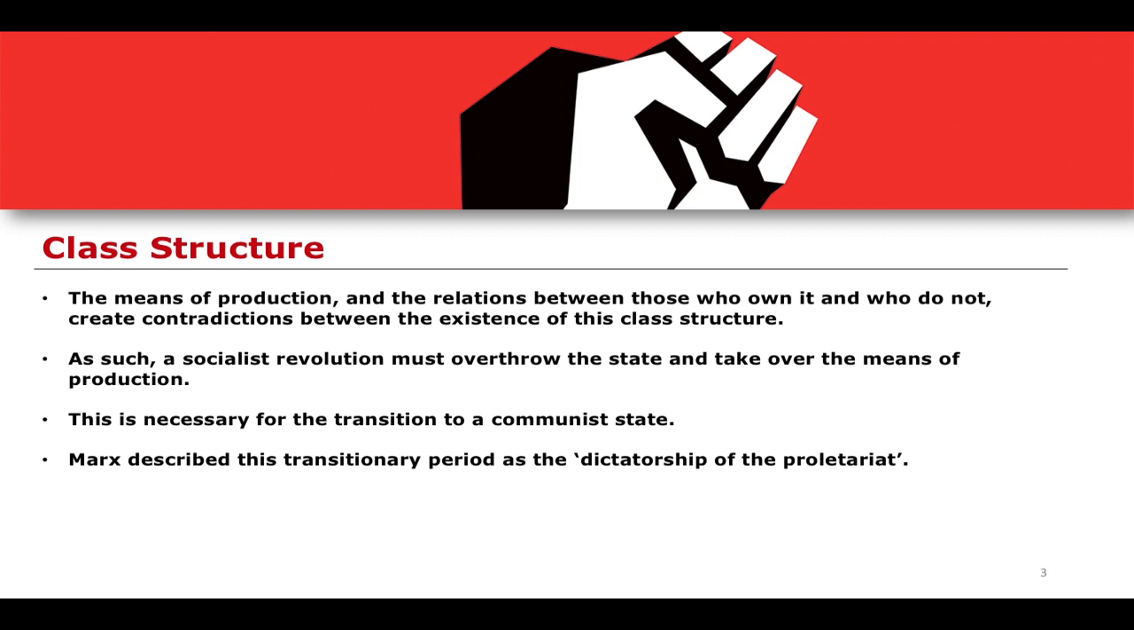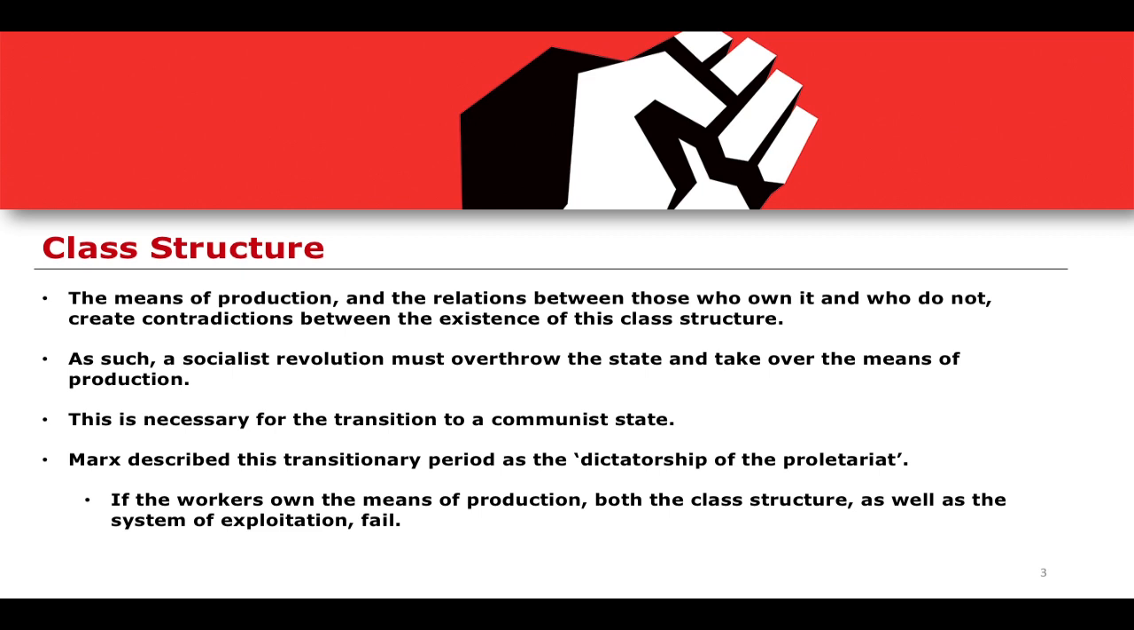Marx describes this transitionary period, however, as the dictatorship of the proletariat. If the workers own the means of production, both the class structure and the system of exploitation will fail, and it will eventually fade away, which is what Marx describes in this view of a dictatorship of the proletariat.